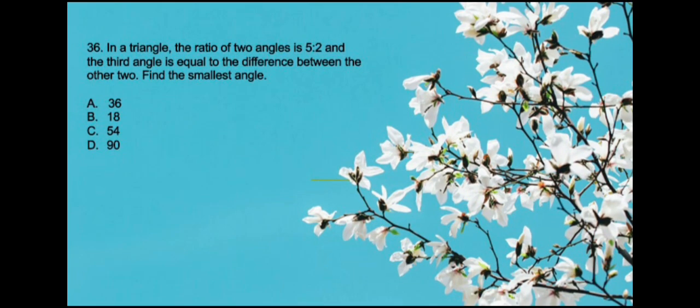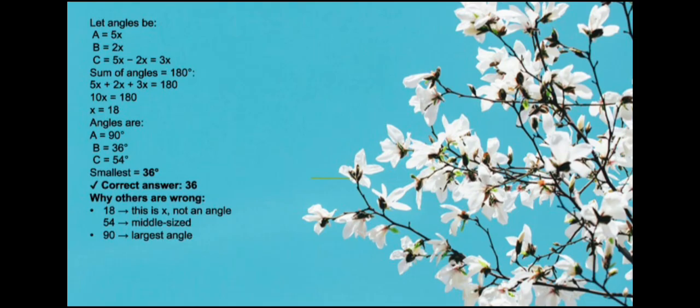Number 36. In a triangle, the ratio of two angles is 5:2, and the third angle is equal to the difference between the other two. Find the smallest angle. A, 36, B, 18, C, 54, D, 90. So let's have the rationalization. Let the angles be A equals 5x, B equals 2x, C equals 5x minus 2x equals 3x. The sum of angles is 180, so 5x plus 2x plus 3x equals 180, then 10x equals 180, and x is 18. So the angles are A is 90, B is 36, and C is 54, and the smallest angle here is 36. So the answer for this is 36.